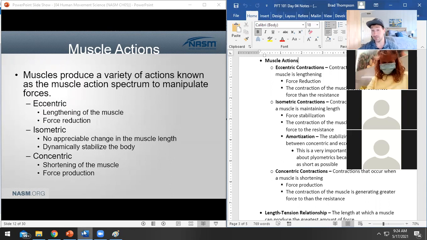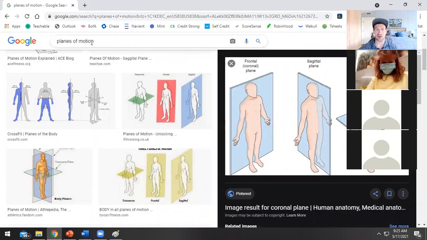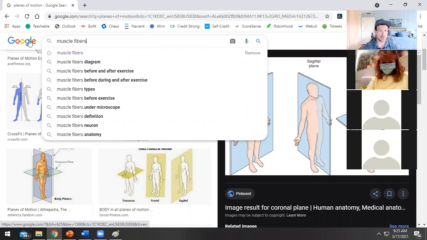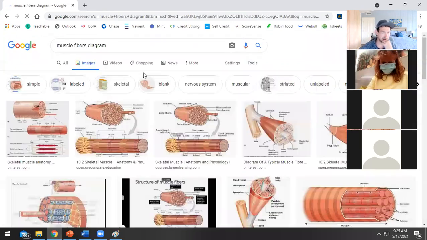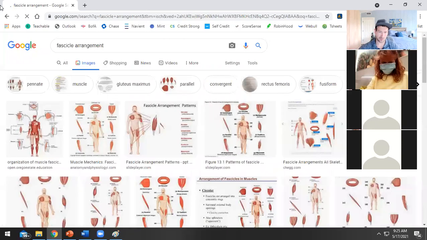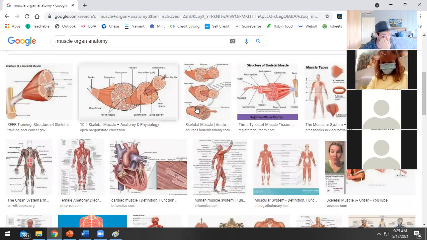And so luckily muscles are really good at this thanks to all the anatomy that we were talking about the other day. Remember we were looking at muscle fibers. I can't remember what I looked at. Oh, you know what? Fascicle. Yeah, fascicle arrangement. Actually, that's not what worked. What did I look up? Muscle organ anatomy. Got to pull it up right now. Oh yeah, there we go.